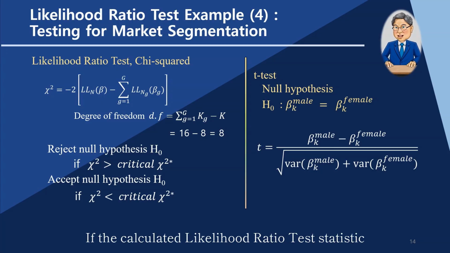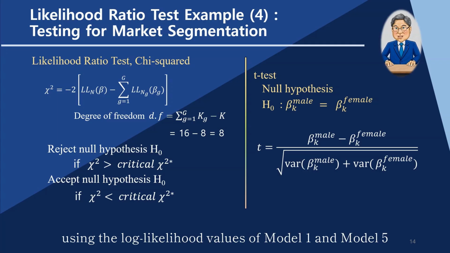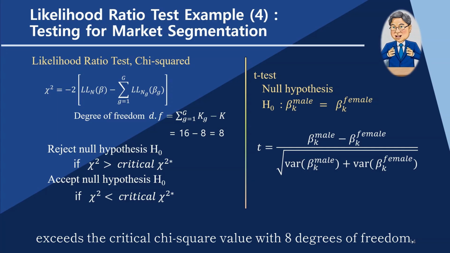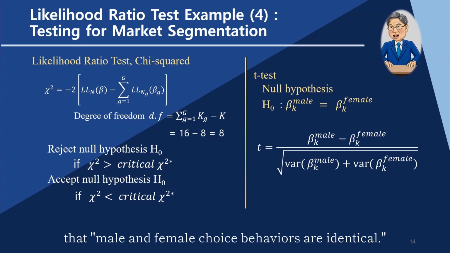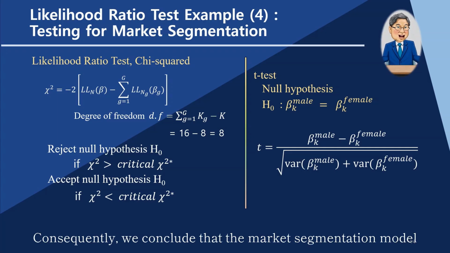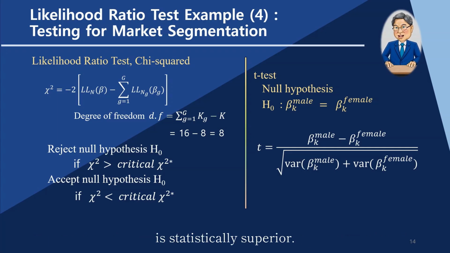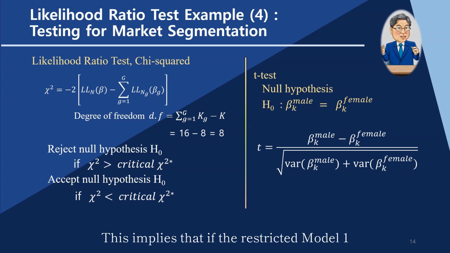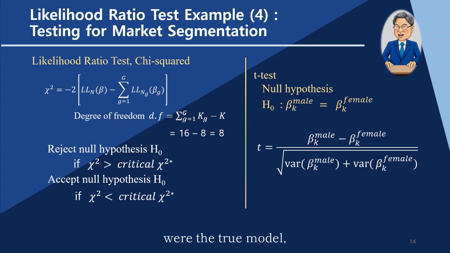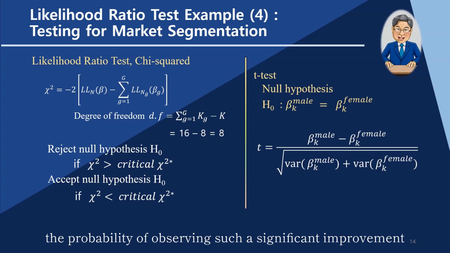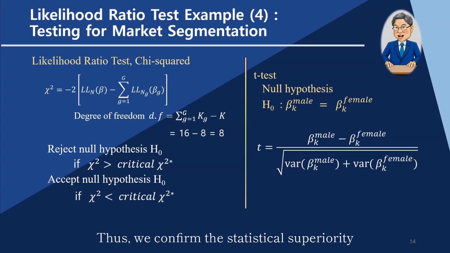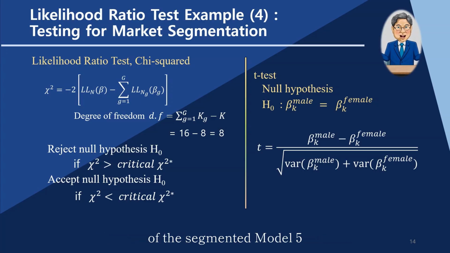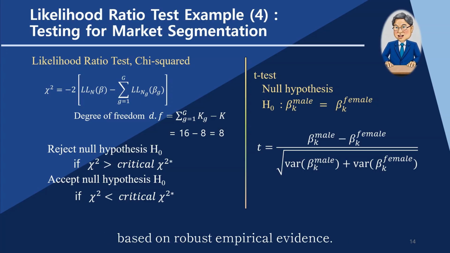If the calculated likelihood ratio test statistic using the log likelihood values of Model 1 and Model 5 exceeds the critical chi-square value with 8 degrees of freedom, we reject the null hypothesis that male and female choice behaviors are identical. Consequently, we conclude that the market segmentation model is statistically superior. This implies that if the restricted Model 1 were the true model, the probability of observing such a significant improvement in model fit purely by chance is extremely low. Thus, we confirm the statistical superiority of the segmented Model 5 based on robust empirical evidence.